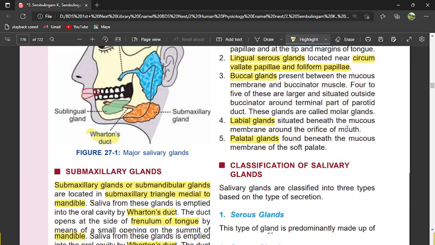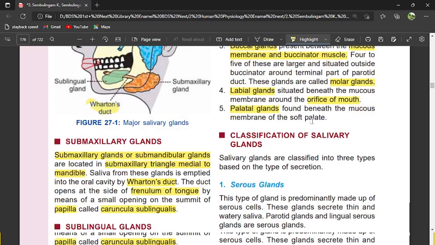Then you have the buccal gland. Buccal glands are present between the mucous membrane and the buccinator muscle. Four to five of these are larger and are situated outside the buccinator, around the terminal part of the parotid duct. These glands are also known as molar glands. So what do you call the buccal gland near the parotid duct? The molar gland. Okay, since they lie towards the buccinator, you can also call them buccinator and molar glands, right. The labial glands are situated beneath the mucous membrane at the orifice of the mouth.